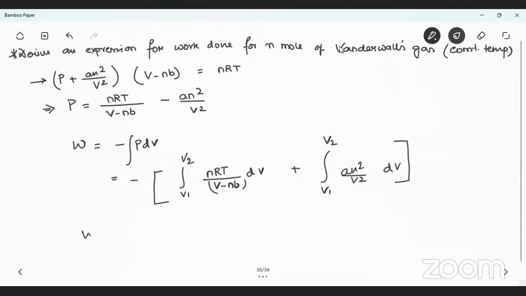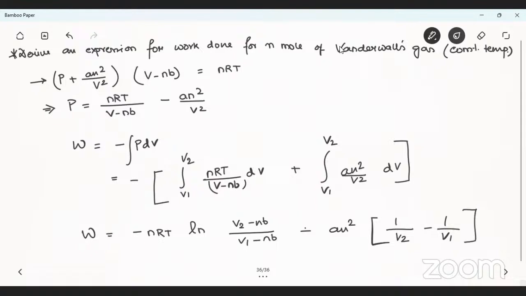From this, what you will get? Minus nRT ln of (V2 minus nb) by (V1 minus nb), minus n square a times (1 by V2 minus 1 by V1). This is another derivation. The formula you have to remember for your NEET, but the derivation you have to remember for your boards. This is strictly for van der Waals gas.